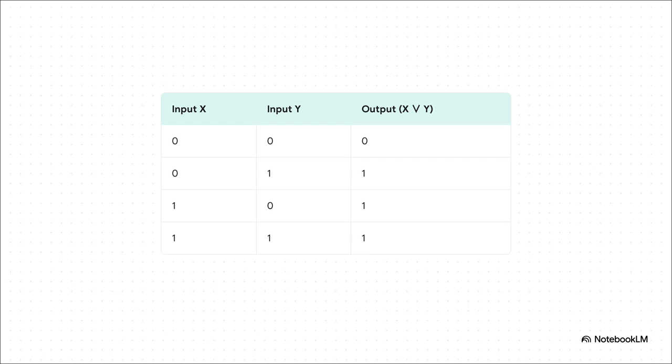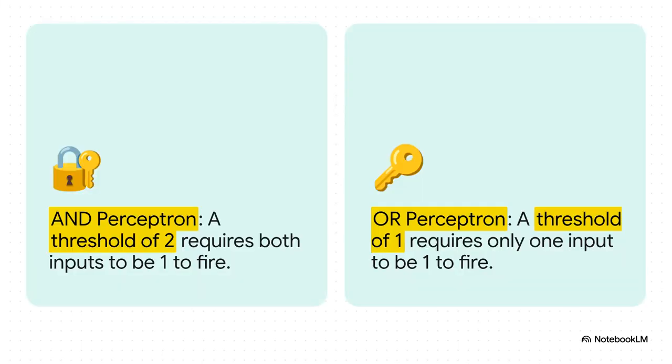All right, so that's AND. Now what about a slightly different problem, the OR gate? With this one, you get a 1 if either input X is 1 or input Y is 1. The only time you get a 0 is when both of them are 0. Now you might think you need a whole new machine for this, but you don't. To turn our AND perceptron into an OR perceptron, we only have to change one single number. We just lower that threshold from 2 down to 1, and boom! Now if either input is a 1, the total sum hits the threshold and it fires.